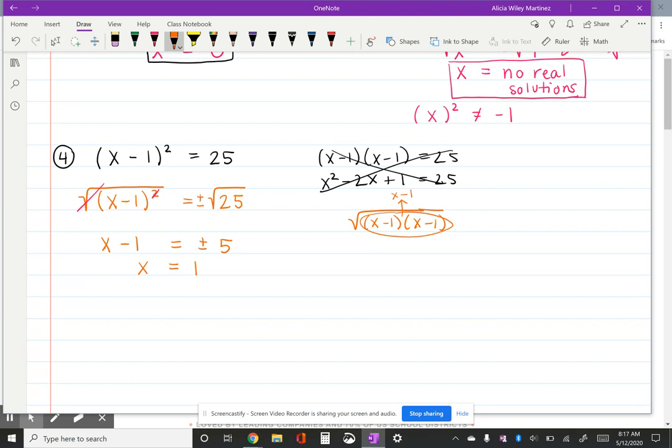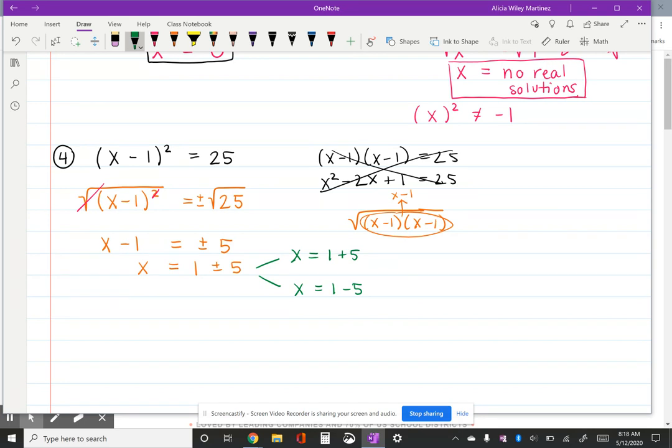Well, let's look at that further by just writing them side by side. If you're ever not sure if you should combine something, just write them side by side. And what you end up with here is two different options. This is a representation of x equals 1 plus 5. It's also a representation of x equals 1 minus 5, because remember that plus or minus 5 means you have a positive 5 and a negative 5.